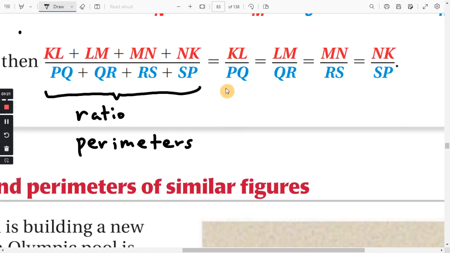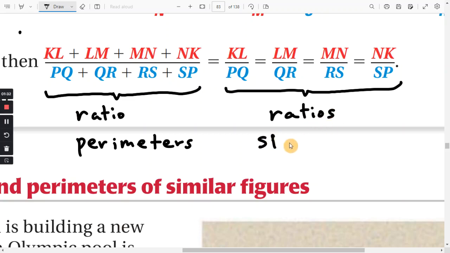And as you can see, these over here on the right are the ratios of side lengths. Okay, so those are equal to each other.